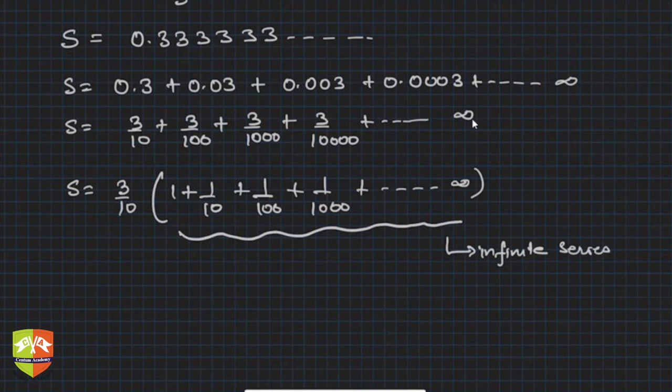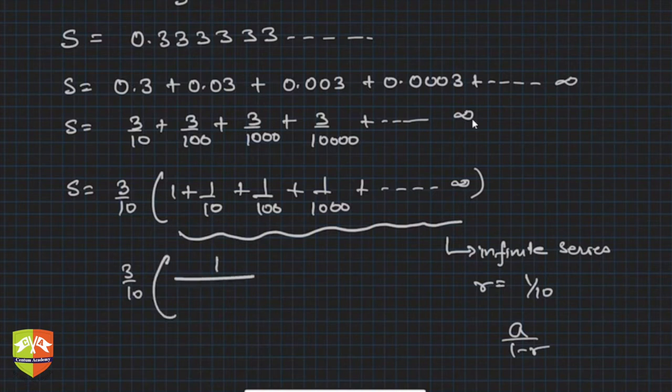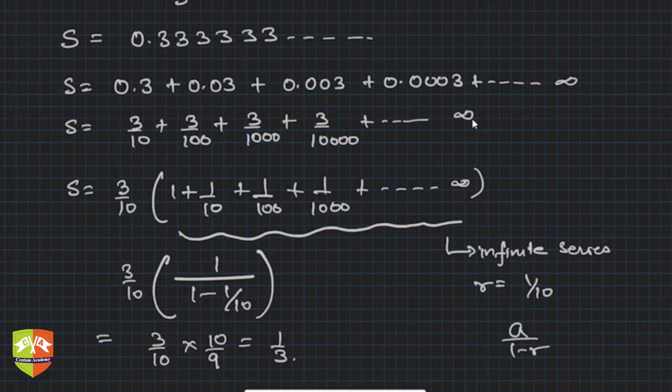Right? What is the ratio? What is the common ratio in this case? Ratio is 1 upon 10. So what will be the sum? Sum is A upon 1 minus R. Right? A is 1, 1 minus 1 by 10, which is 3 by 10 into 10 by 9. We get 1 by 3 once again. Correct? Understood?